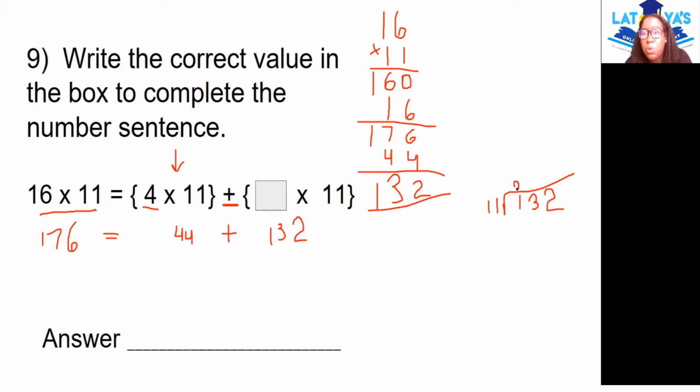11 into 1 is 0. 11 into 13 is 1. 11 times 1 is 11. 3 subtract 1 is going to give me 2. I'm going to bring down this 2. 1 take away 1 is 0, okay? 11 into 22 is 2. 11 2s, 22. I subtract. I have no remainders. So this tells me that 11 can go into 132 12 times. So you see, I am getting the same answer. I worked it out differently, but I'm getting the same answer.